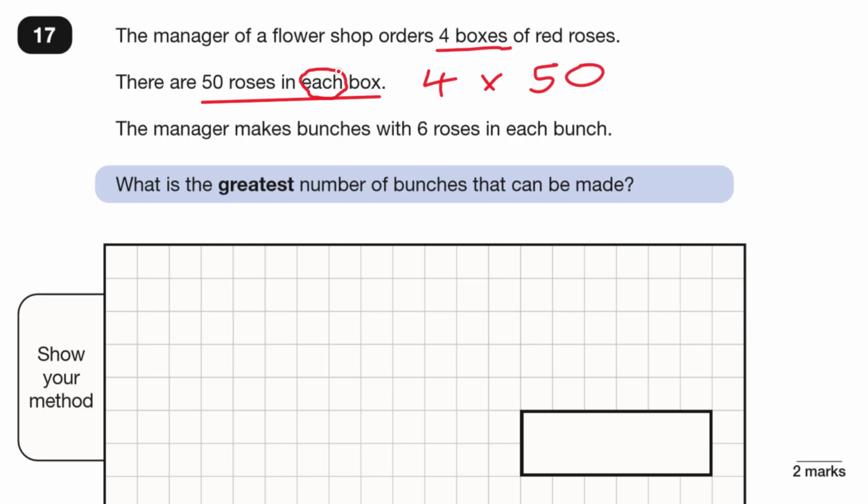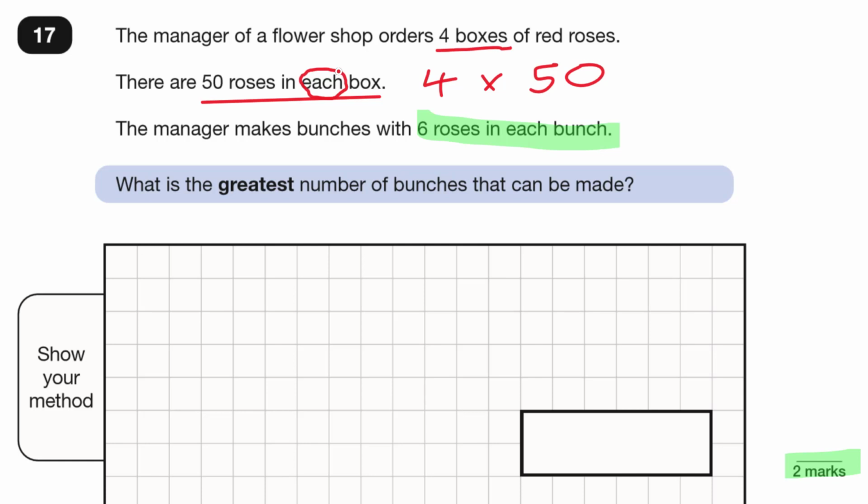The manager makes bunches with 6 roses in each bunch. Okay, another bit of important information. I'm just going to put it in a different colour because I know this is going to be a different step. What is the greatest number of bunches that can be made? In order to answer that, or to think about the 6 roses in each bunch, we need to know how many roses there are all together first. So this is 2 steps. It's got 2 marks that tells us that there is at least 2 steps. So the first bit is we need to figure out how many roses we have all together.